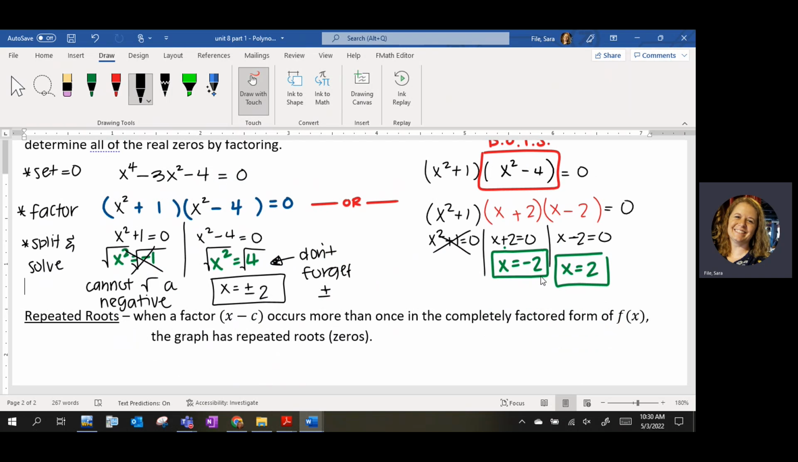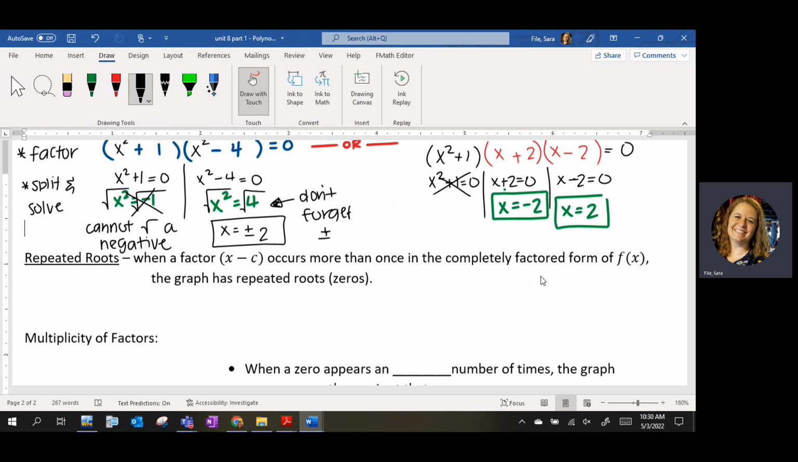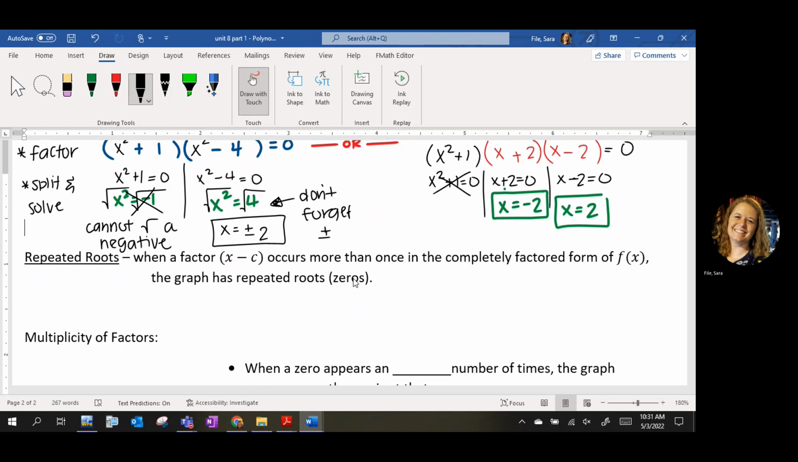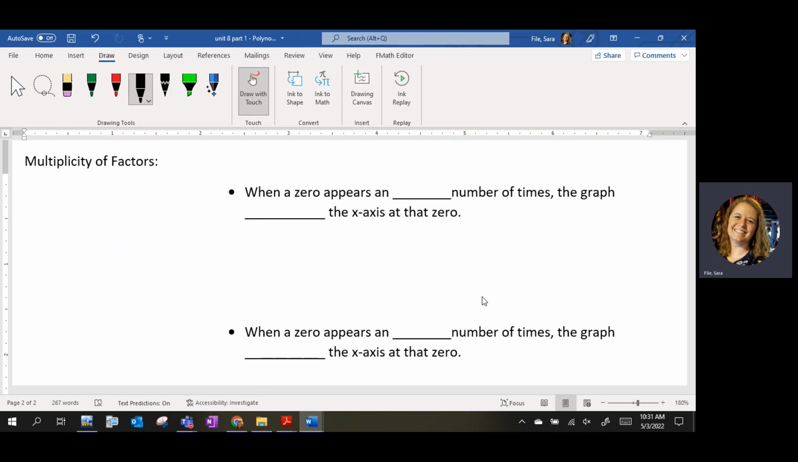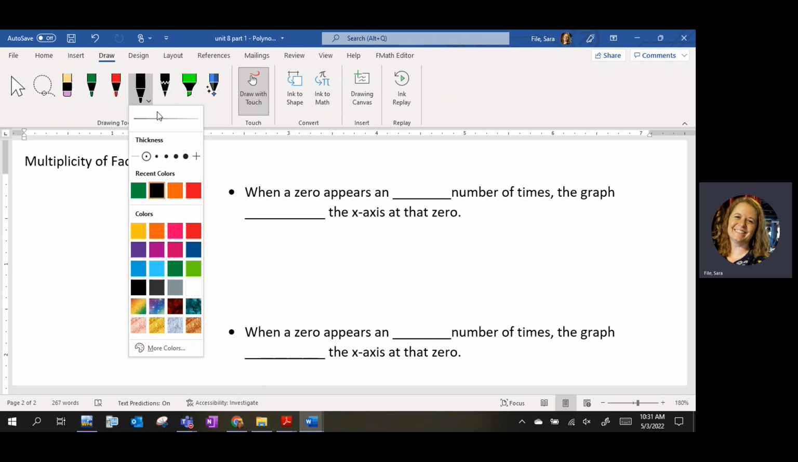Now, this will be new, hearing this, what I'm about to say. Repeated roots. Okay, you have repeated roots when a factor appears more than once in the completely factored form of your function. Okay, then we would say that the graph has repeated roots or repeated zeros. Now, what does a repeated root mean for your function? Okay, now it depends how many times it's repeated. Okay, the multiplicity is what we're checking.